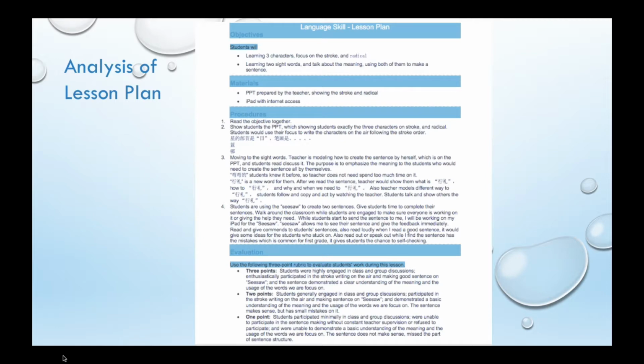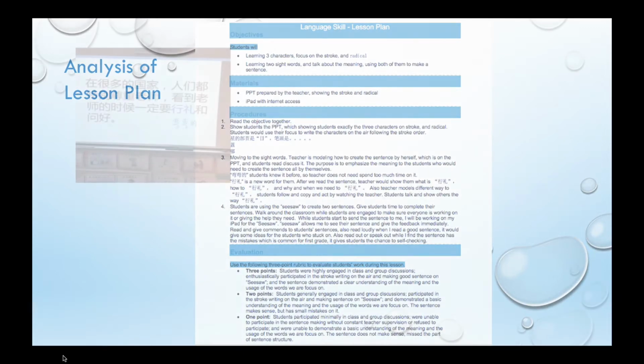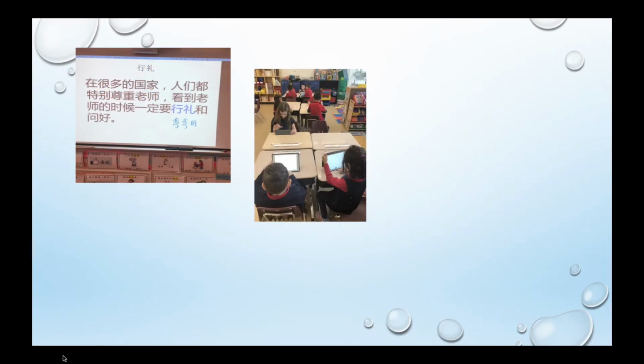And the class is a language skill class. There were 2 goals. One is students will learn 3 characters. The other one is students can learn 2 inside words to make a sentence by using them. For the second goal, the teacher asks students to use the iPad to practice making sentences with 2 inside words. The teacher will share the explanation by PPT. Then students can make sentences by themselves after they understand the words.